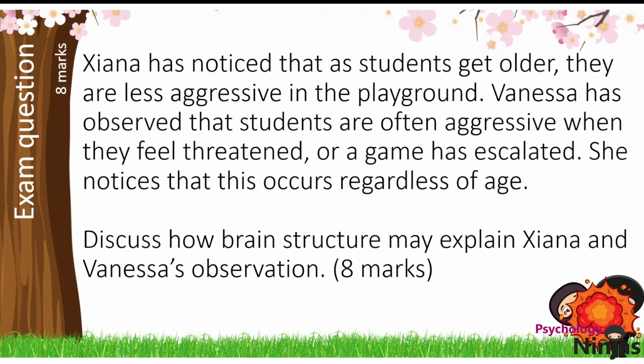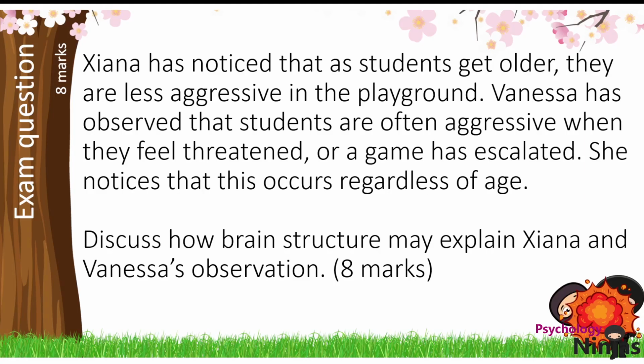Let's have a look at a different exam question. Zayana has noticed that as students get older, they are less aggressive in the playground. Vanessa has observed that students are often aggressive when they feel threatened or a game has escalated. She notices that this occurs regardless of age. Discuss how brain structure may explain Zayana and Vanessa's observations, 8 marks.